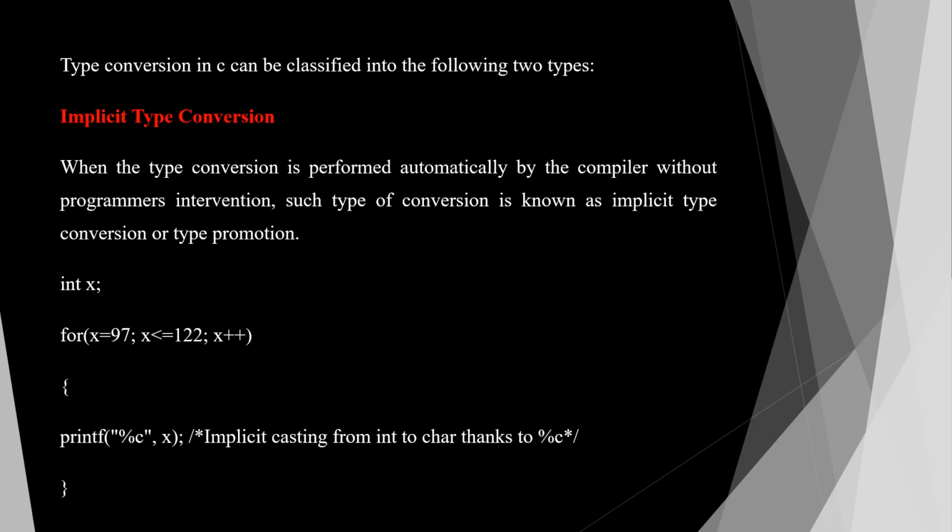Type conversion in C can be classified into two ways: either implicit type conversion or explicit type conversion. So what is an implicit type conversion? When the type conversion is performed automatically by the compiler without programmer intervention, such type of conversion is known as implicit type conversion or type promotion.